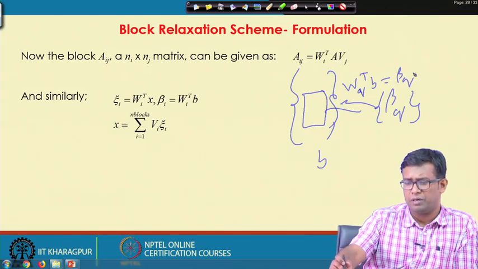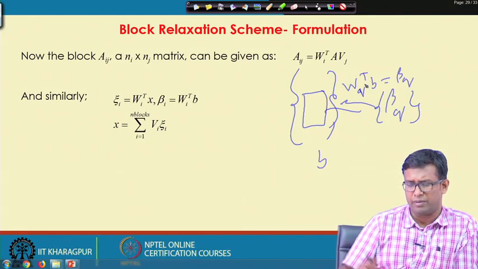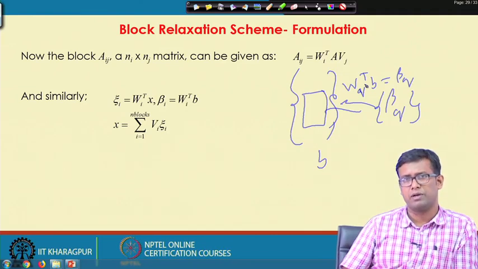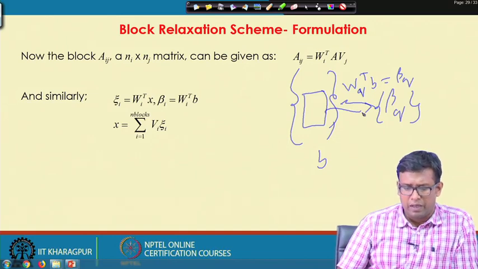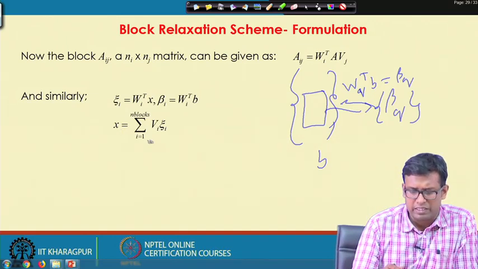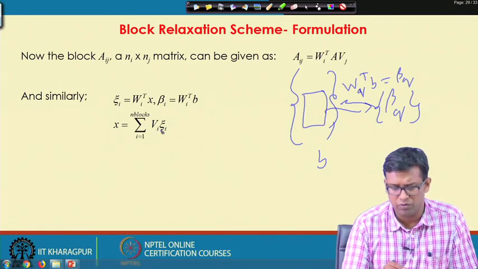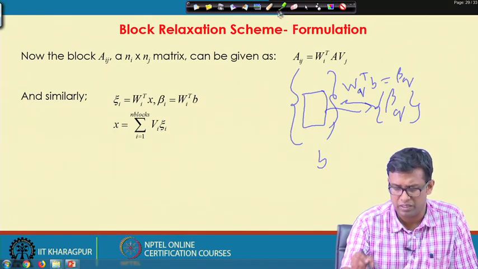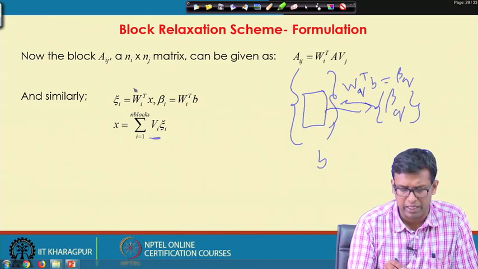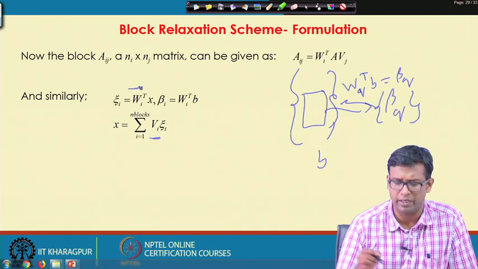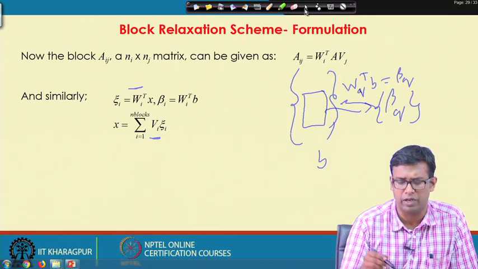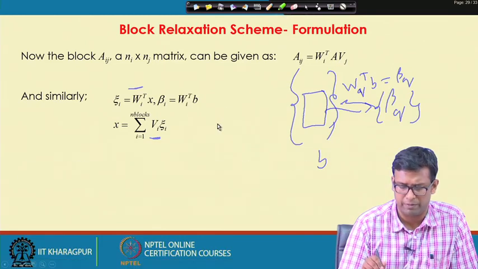So, instead of multiplying W with beta, we are doing W transpose multiplied with B, that will map B to beta. And if there are n blocks, we can write x is equal to the sum over i is equal to 1 to n of V_i xi_i. So this is how the mapping works: xi to x mapping is through V, and x to xi mapping is through W. They can be same for the non-overlapping case. For the overlapping case, W will have to carry a weight.